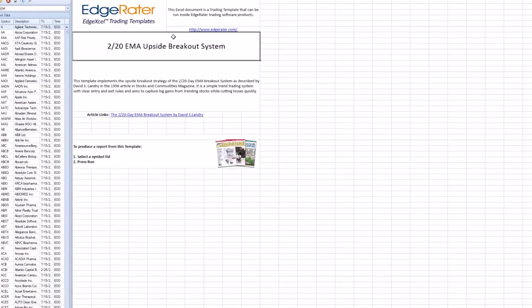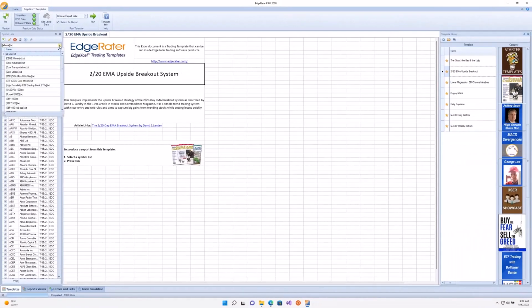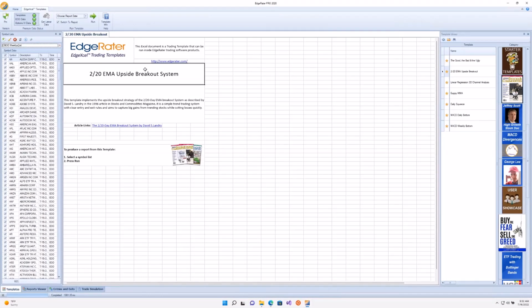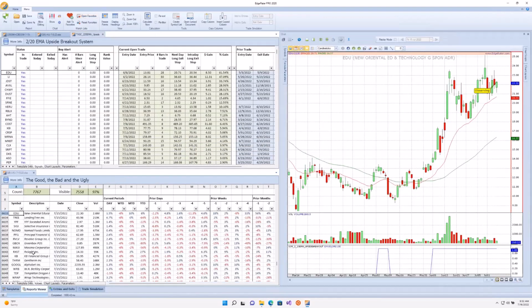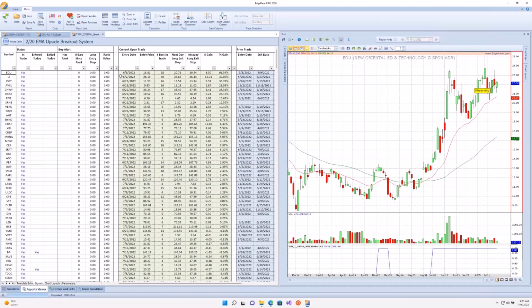Okay, so 220 EMA breakout system. I will run this on my list of CBOE weeklies. And all you have to do there is press run. Doesn't take very long to run this template if it's just a small list of 600 stocks. And I'll remove the report below just to give us a bit more screen real estate. And I'll also remove these other 2 reports so we're not confused. There we go. Okay, so this template has a link to a particular layout, a charting layout.